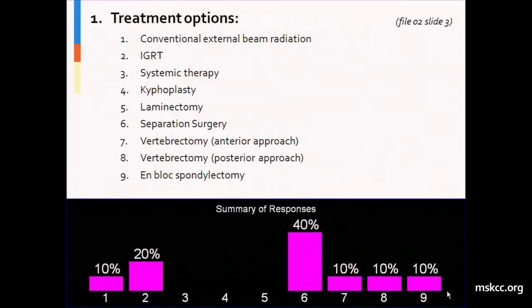Great. So, wow, a lot of people picked separation surgery. So the word is out. And a lot of people picked radiation. So we'll talk about how we actually make that decision. How do we choose the radiation and what kind of surgery we recommend? But those are really the two major considerations here.